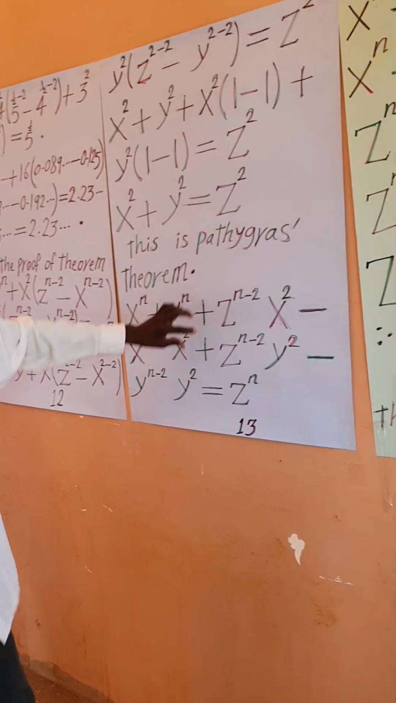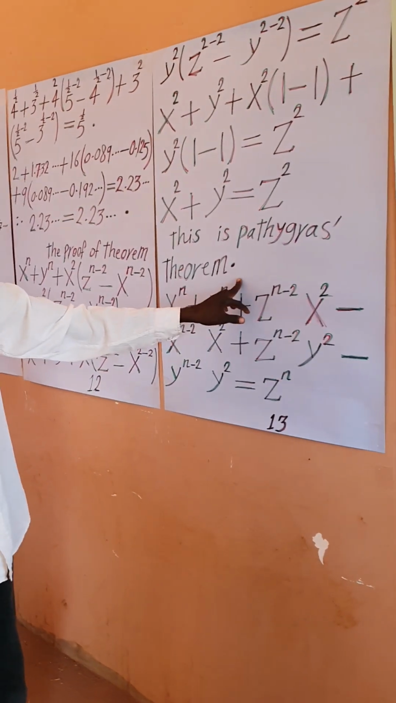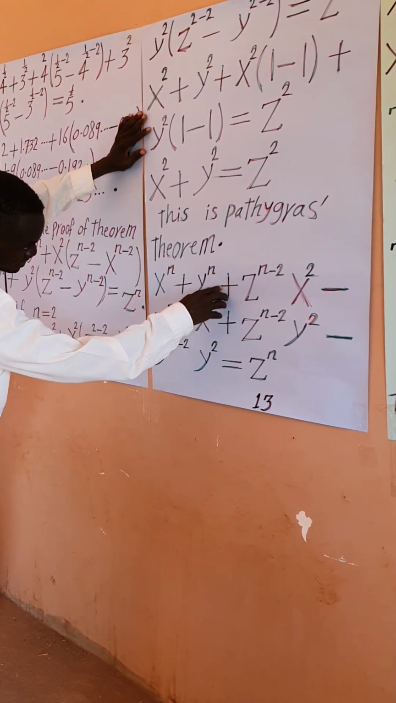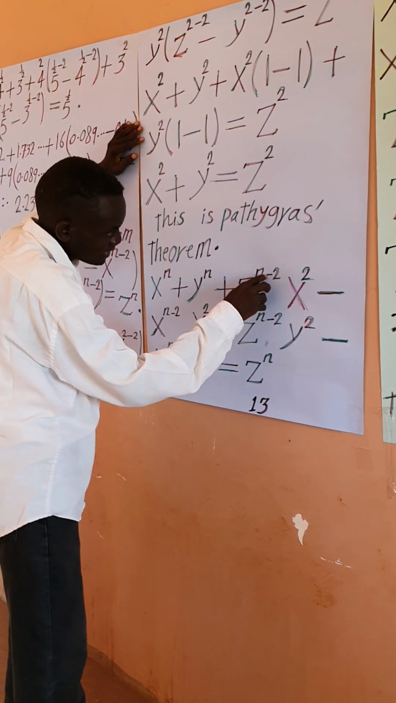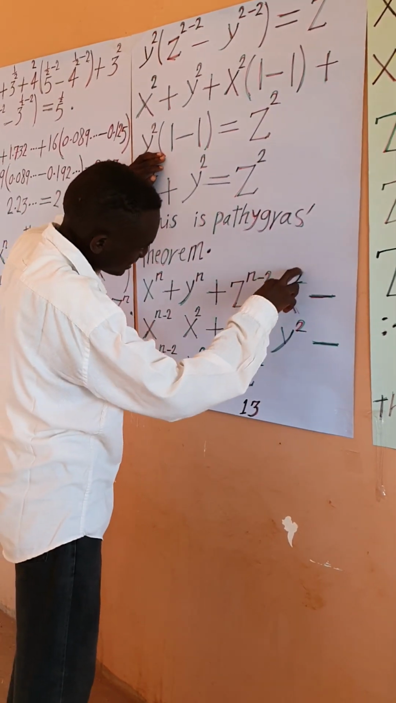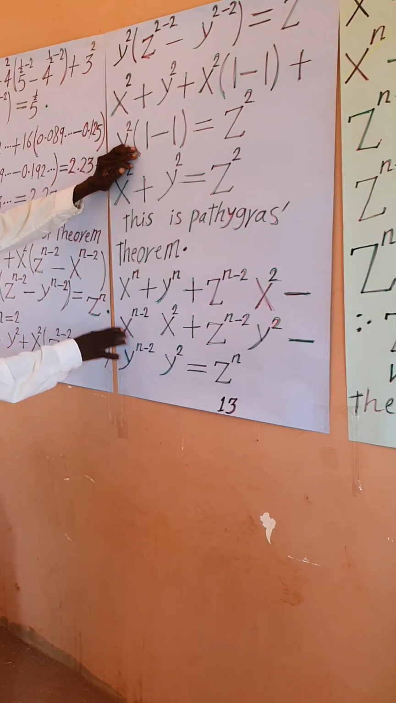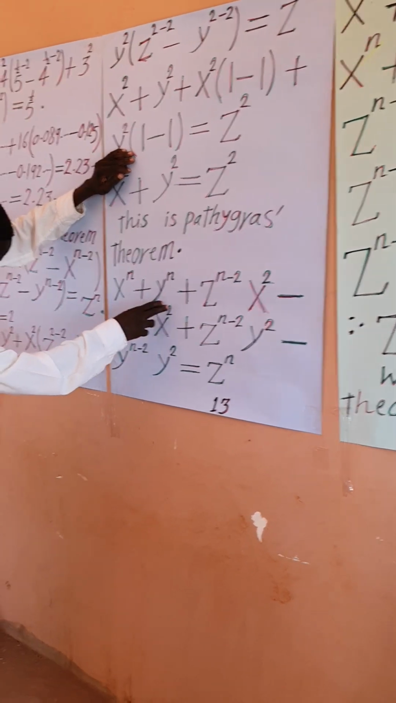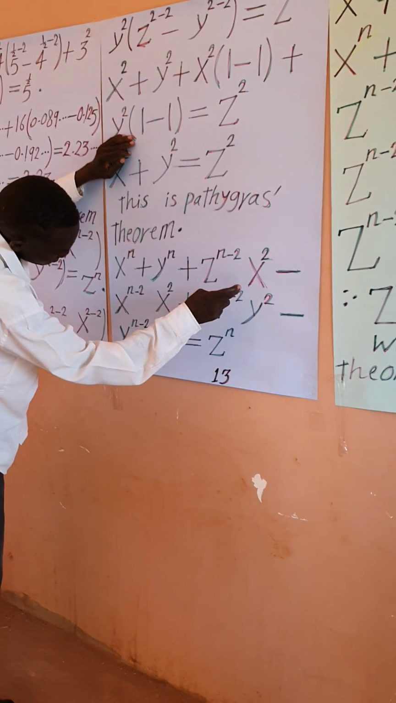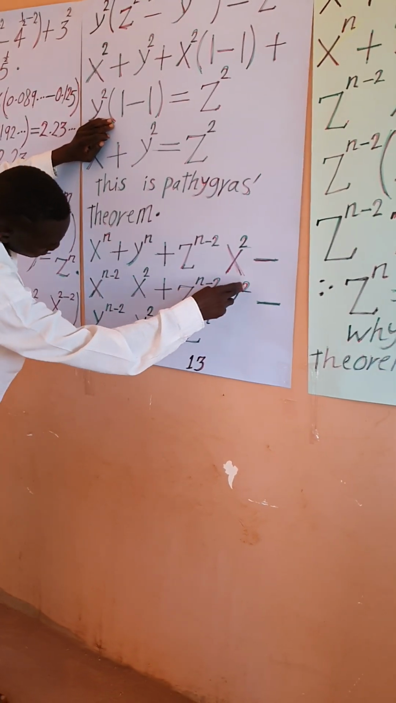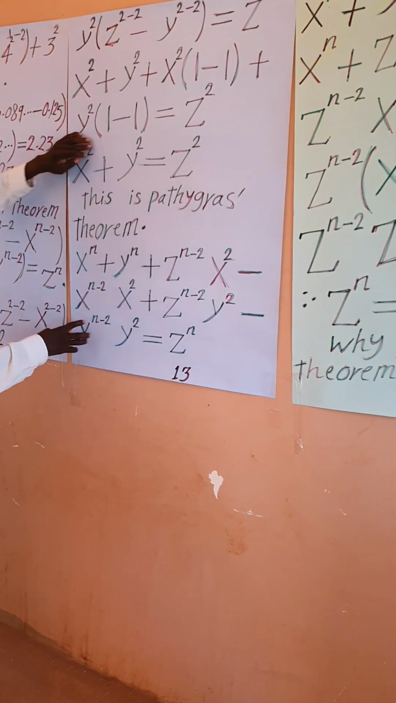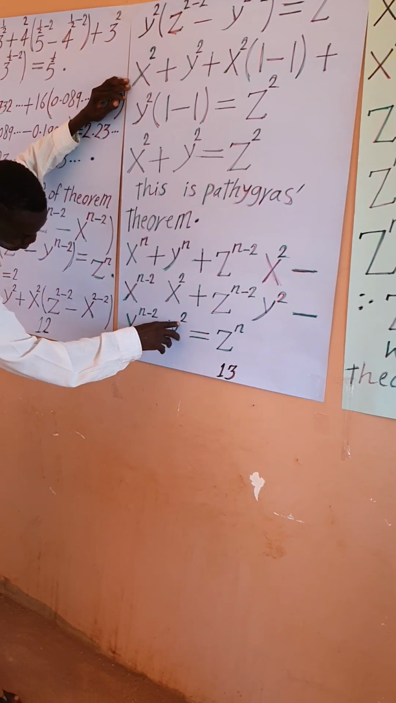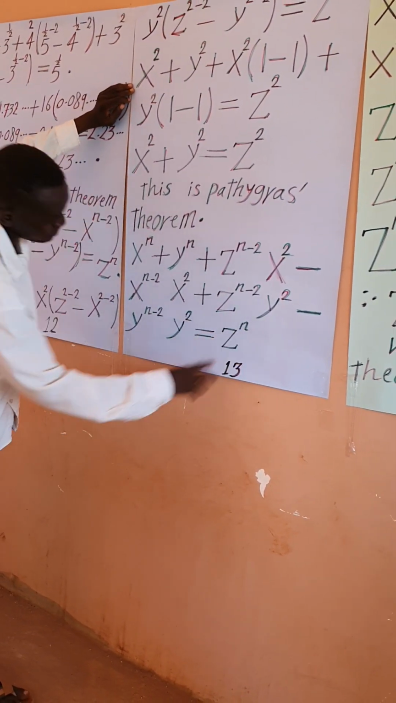If we take Fermat's theorem, x to n plus y to n plus z to n minus 2 x squared minus x to n minus 2 x squared plus z to n minus 2 y squared minus y to n minus 2 y squared equals z squared.